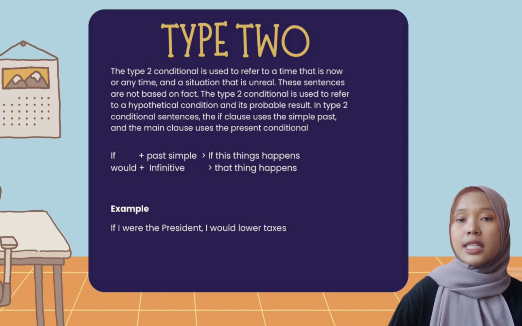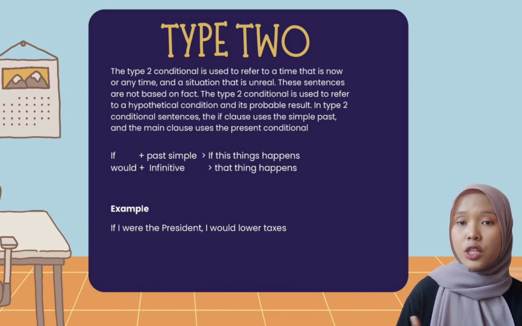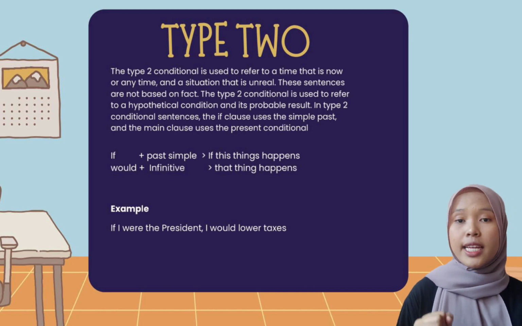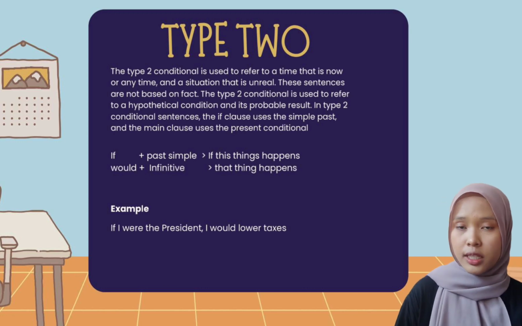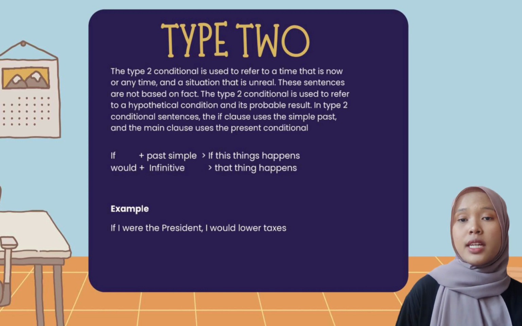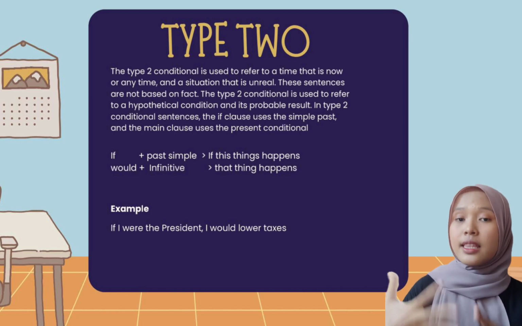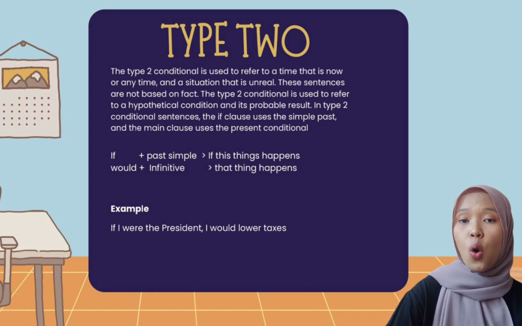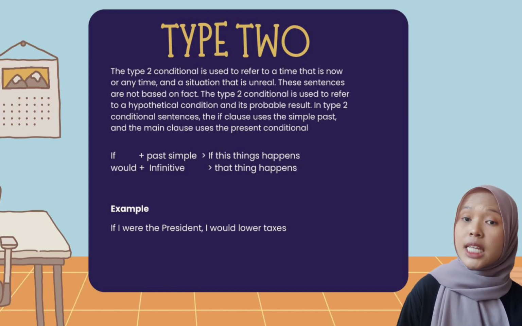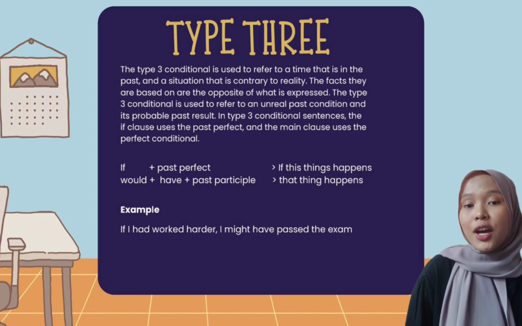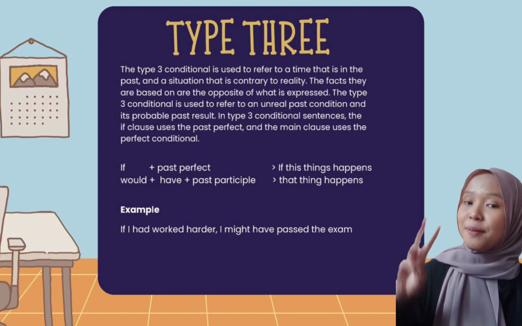Okay, the type 2 conditional refers to an unlikely or hypothetical condition and its probable result. The sentences are not based on the actual situation. And in type 2 conditional sentences, the time is now or any time and the situation is hypothetical. Okay, the next type is type 3.